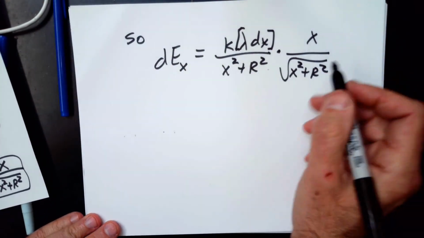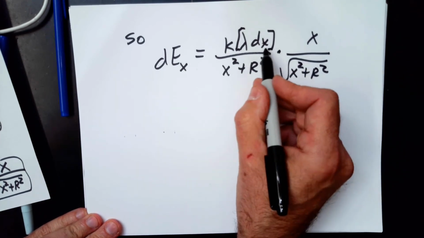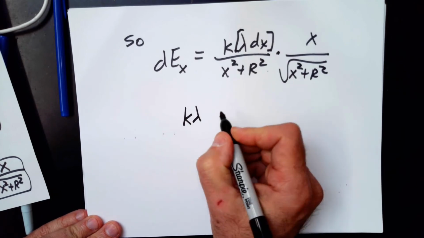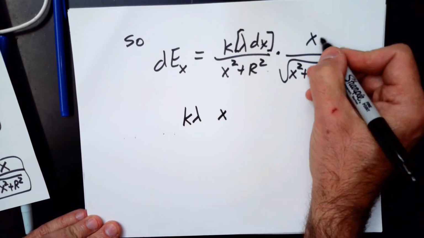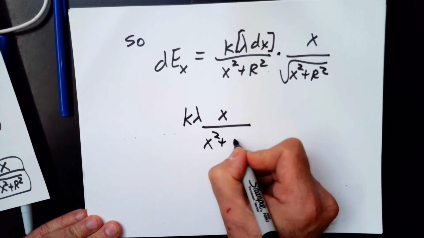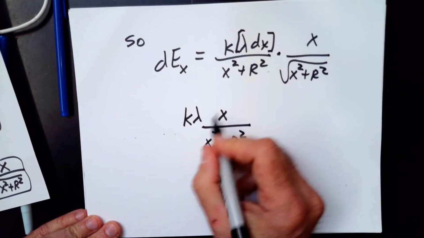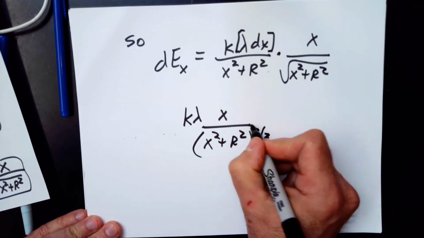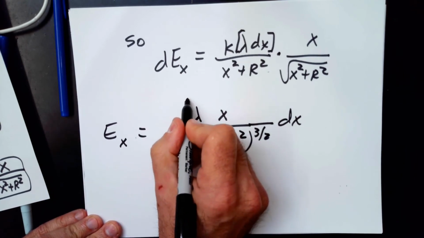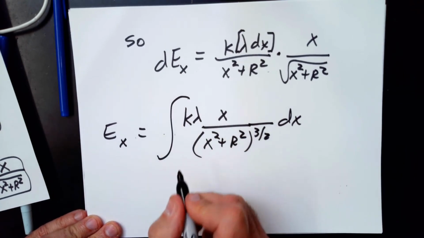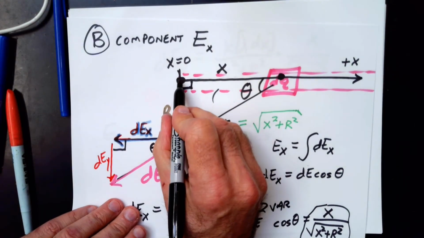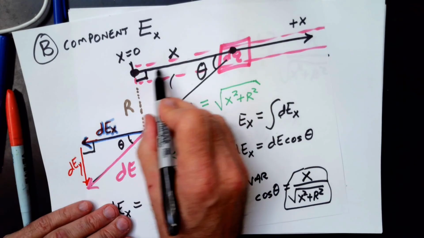All right, now to actually do an integral, you'd want to combine things and simplify them, put the dx at the end. So you'd write this as k lambda, and then x on top, over, and then combine those and get x squared plus capital R squared to the 1 to the 1/2, so this becomes to the 3/2, and then dx at the end, and you would integrate this thing. And you could put the k lambda out front because it's a constant, and you start at x equals what? Well, we start at x equals 0, and we stop when?